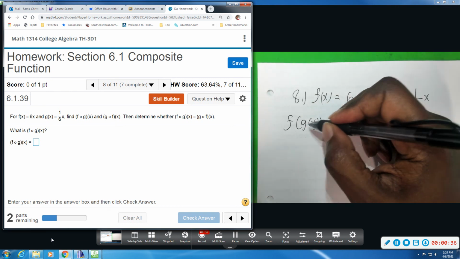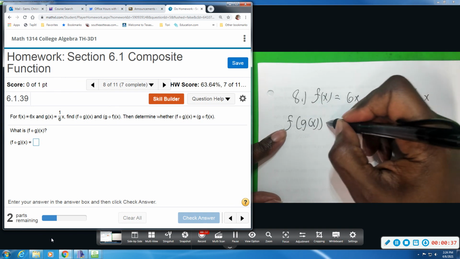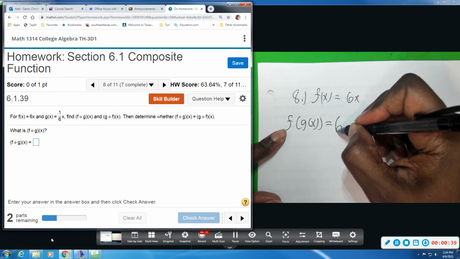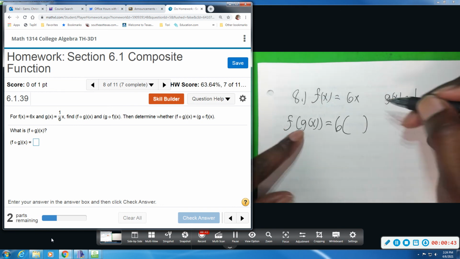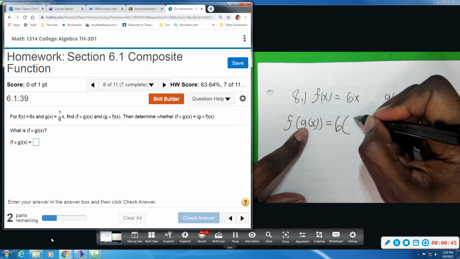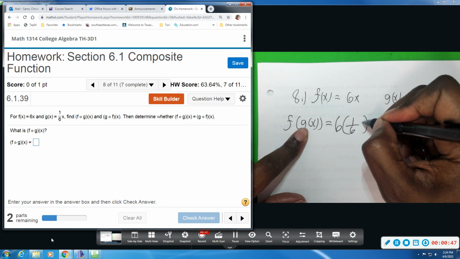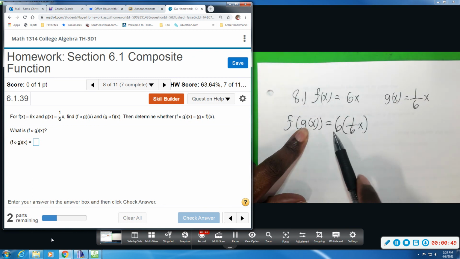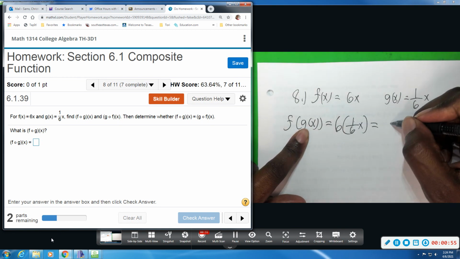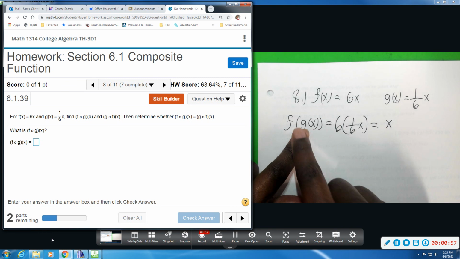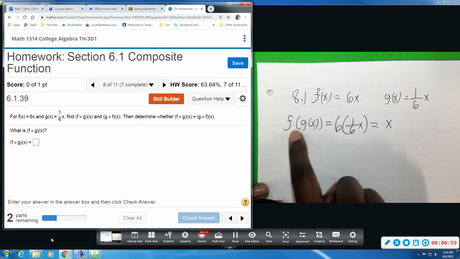And we're going to do that by taking the f equation, which is 6x. So we're going to do 6, and then in parentheses, we're going to replace the x with the g of x equation, which is 1 over 6x. Okay, so what happens, we're going to multiply by 6. It's going to cancel out the 6 on the bottom. This equals 1x, or just x. So this is what we get for f of g of x.